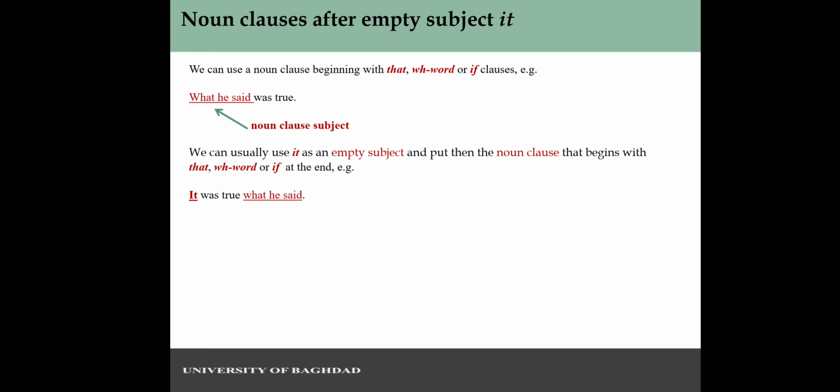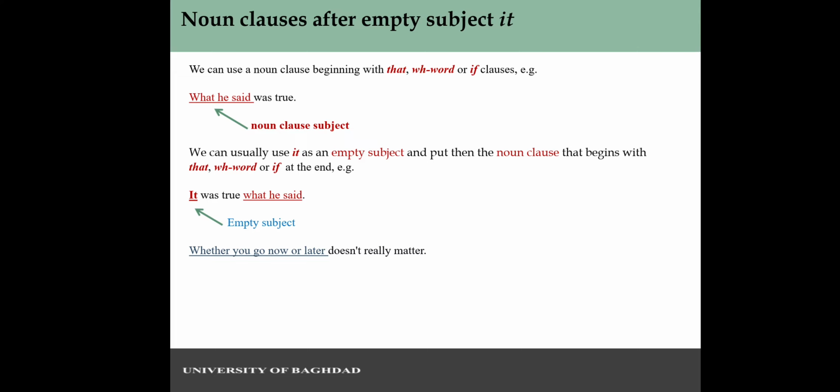It was true what he said. We put it at the beginning and then put was true, the main verb in the previous sentence, in the main sentence, and then complete the sentence with the noun clause that begins with a WH word. It was true what he said. So here we have it as an empty subject.